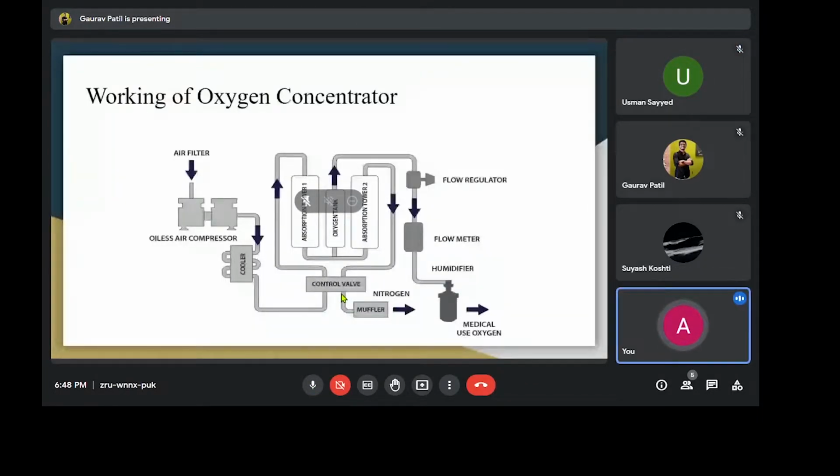As we have discussed earlier, Usman has stated the difference between the oxygen concentrator and the oxygen cylinder. So, let's move on to the working of the oxygen concentrator. As we all know, air is adequately available in the atmosphere. Hence, we are taking air from the atmosphere, which consists of 78% nitrogen, 21% oxygen, and a few percent of other gases. Our oxygen concentrator will be using PSA technology, which stands for pressure swing adsorption.